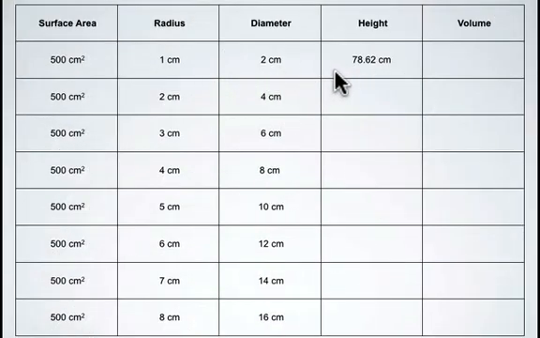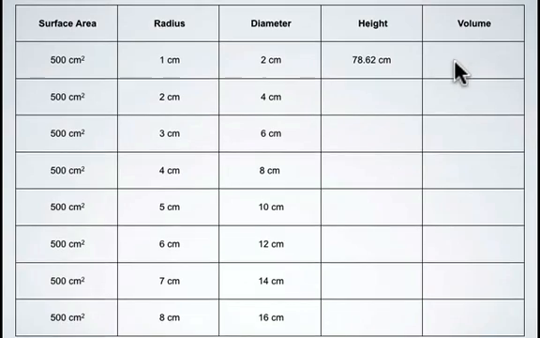So we've updated our table. When we had a radius of 1 centimeter, we found out that the height is going to be 78.62 centimeters in order to give us a surface area of 500 centimeters squared. Next, we're going to try and figure out what the volume is going to be in this situation.